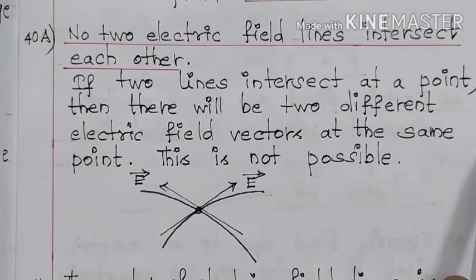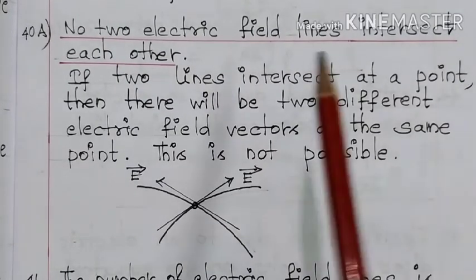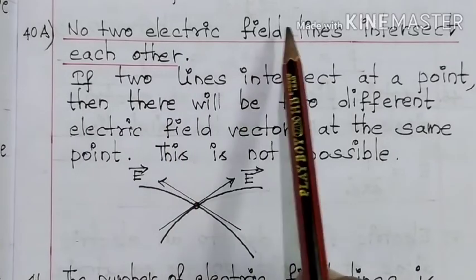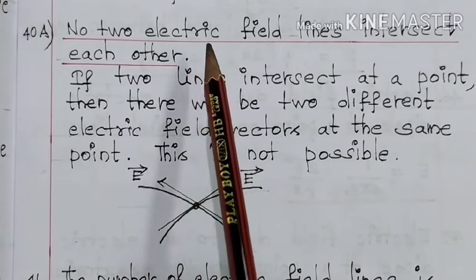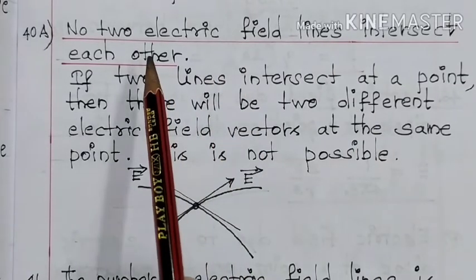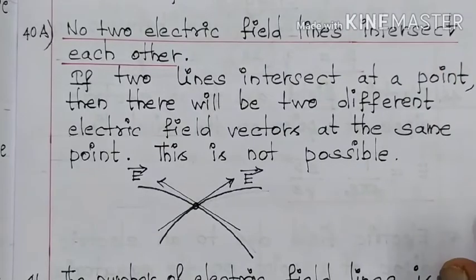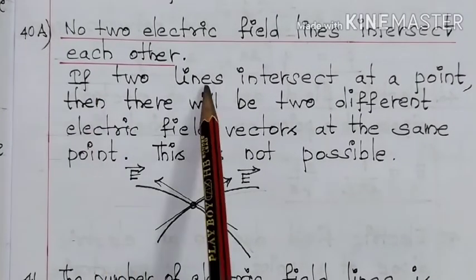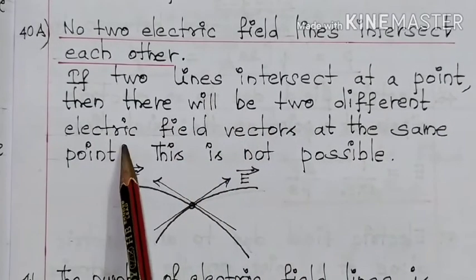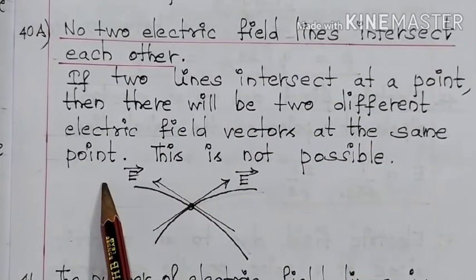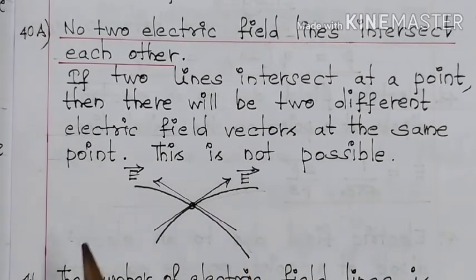Now, the next point is an important property of electric field lines. No two electric field lines intersect each other. That is, they cut each other. So, no two electric field lines cut each other. What is the reason? If two lines intersect at a point, then there will be two different electric field vectors at the same point. This is not possible. Now have a closer look at this diagram.